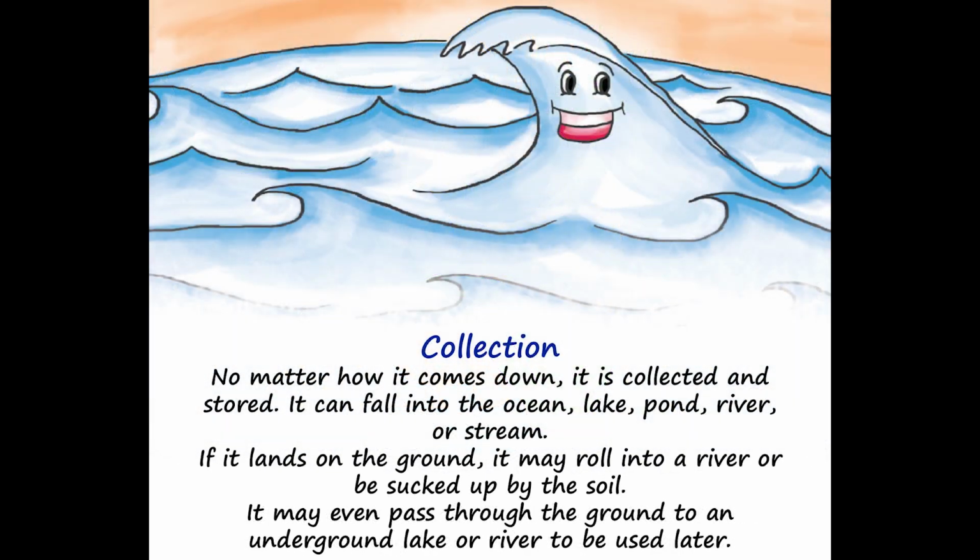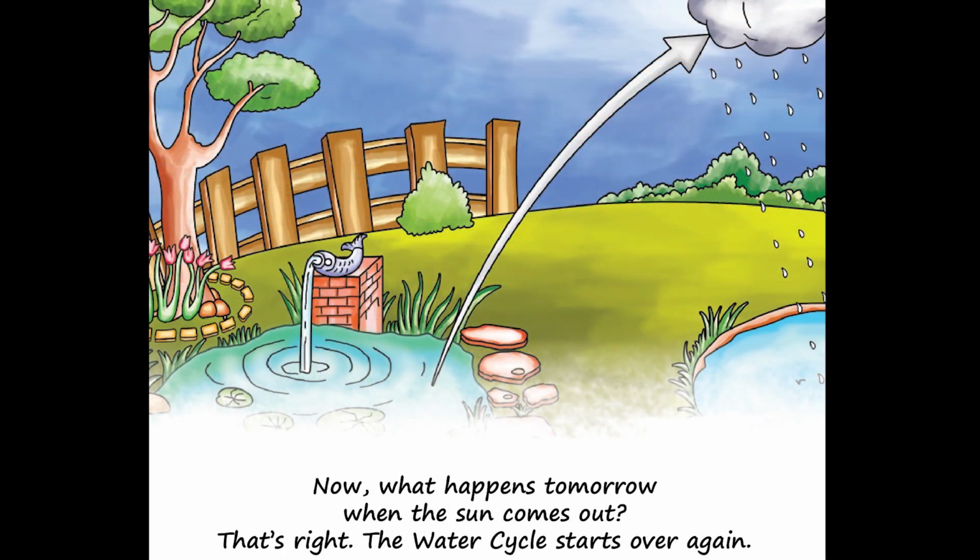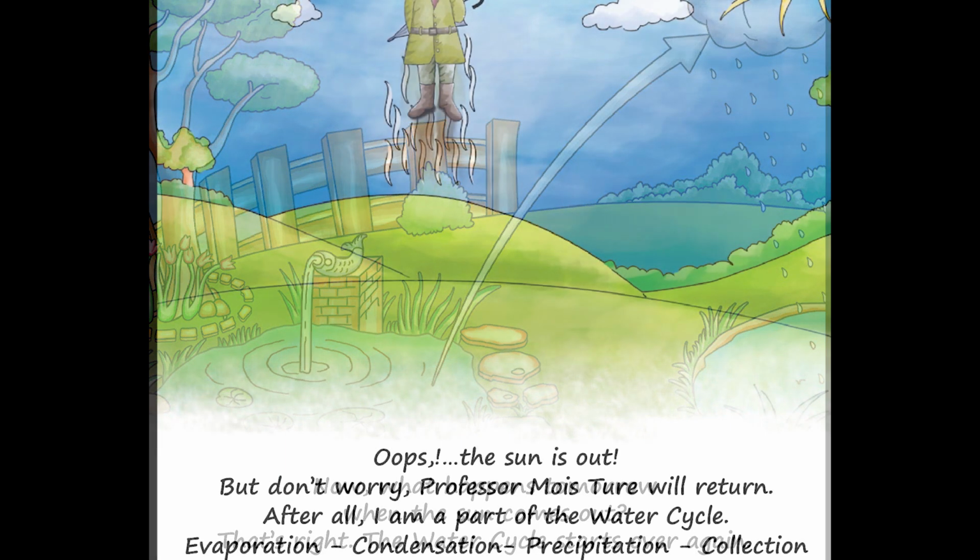Number 4 is collection. No matter how it comes down, it is collected and stored. It can fall into the ocean, lake, pond, river, or stream. If it lands on the ground, it may roll into a river or be sucked up by the soil. It may even pass through the ground to an underground lake or river to be used later. Now, what happens tomorrow when the sun comes out? That's right. The water cycle starts over again.